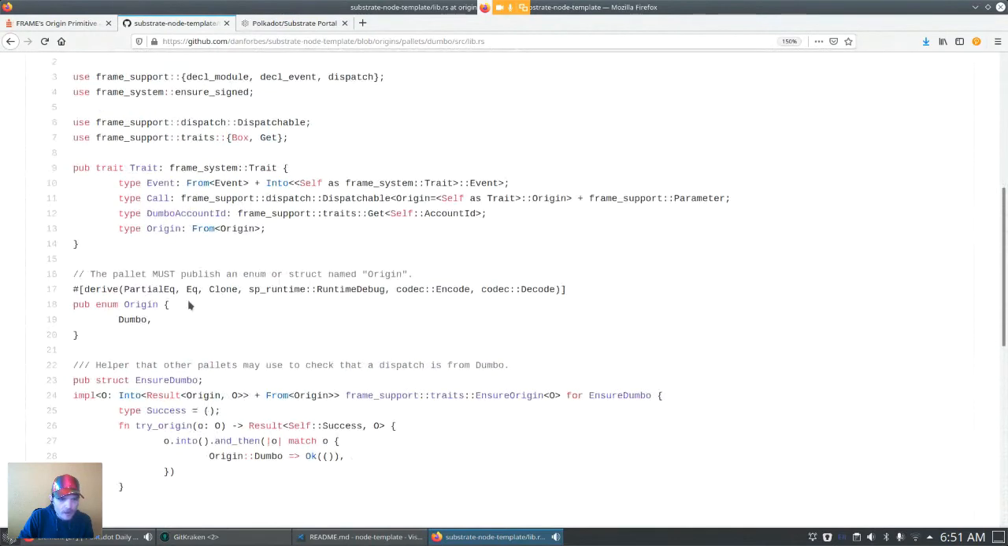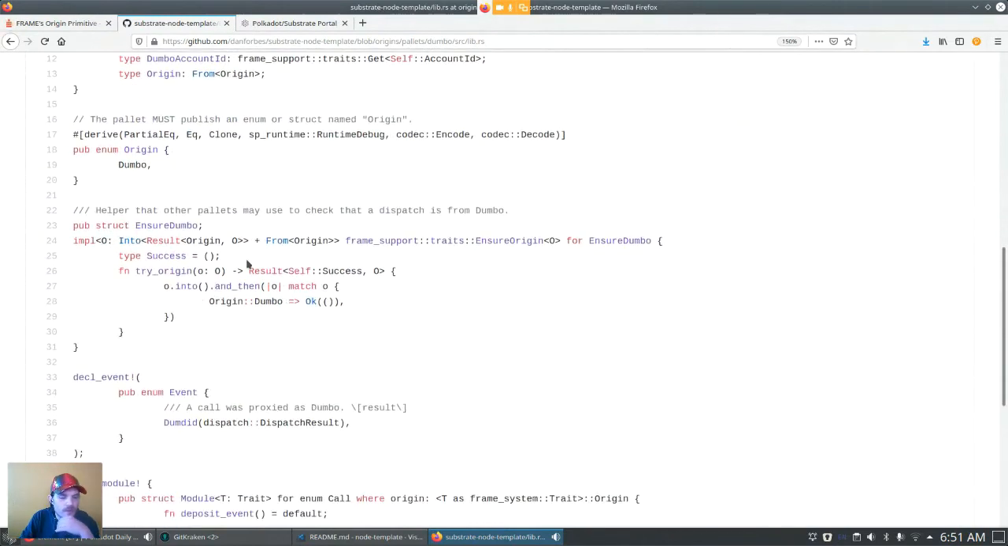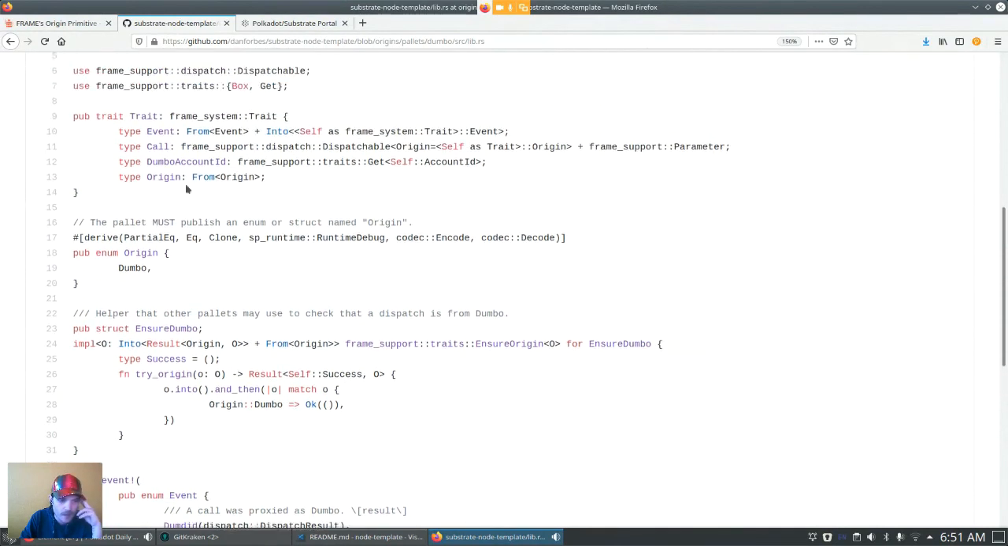We talked about how the custom origin is an enum. Let's look into the logic for how we check if an account ID is the well-known Dumbo account. First of all, we pass in the well-known Dumbo account through the configuration trait. We'll pull it back out and I'll show you the mechanics of how that happens. But for now, what you need to just accept is that Dumbo account ID is the way, when we're adding this module to our runtime, that we tell the palette what our expected Dumbo account ID is. And so this is configured as part of the palette.